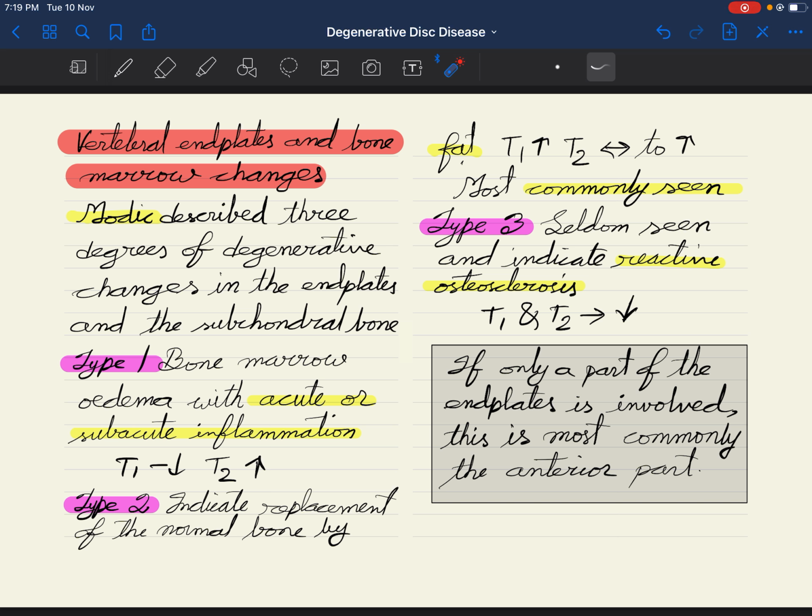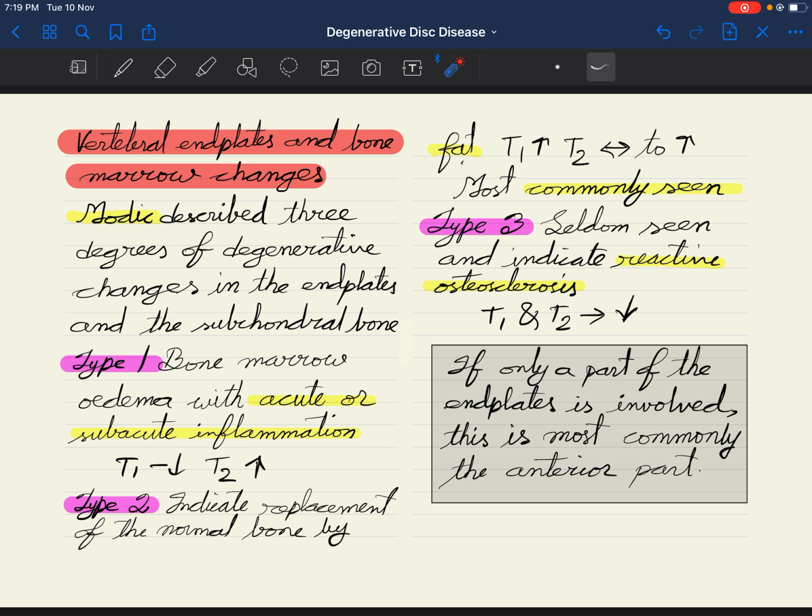So, the last segment is about vertebral end plates and bone marrow changes. Modic described 3 types of degenerative changes in the vertebral end plate and in the subchondral bone. The changes are classified into type 1, type 2, and type 3. Type 1 is due to acute or subacute inflammation. Bone marrow edema occurs, and T1 intensity is low, but T2 intensity is high.